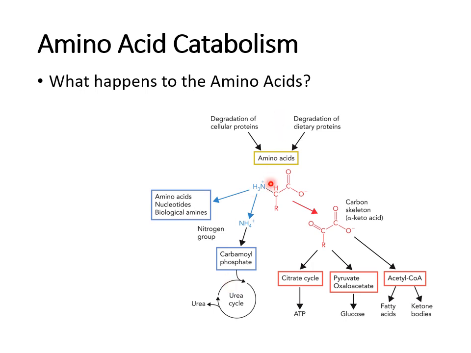Now, when you deaminate the amino acid and you remove the nitrogen group, you're then left with the carbon skeleton, which is the alpha keto acid part, and that can end up being used by energy conversion pathways. So it can be used with the citrate cycle to produce ATP, it can be used to produce glucose, fatty acids, and ketone bodies.